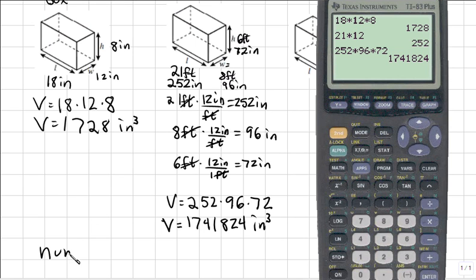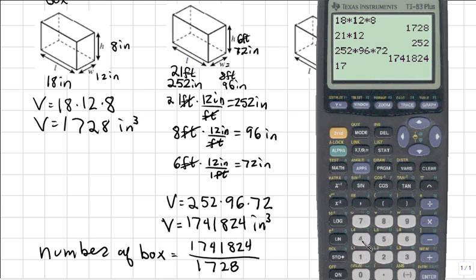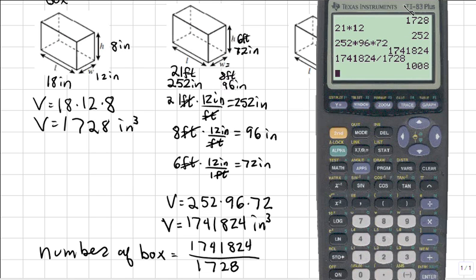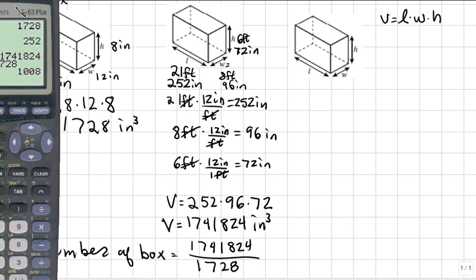So to find the number of boxes, we'll take the volume of our container, 1,741,824, and divide this by 1,728. Dividing 1,741,824 by 1,728, we arrive at 1,008. That means that we can contain in this container 1,008 boxes. This is our final answer.